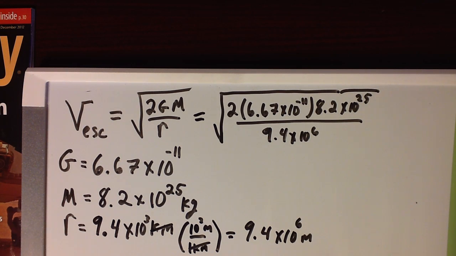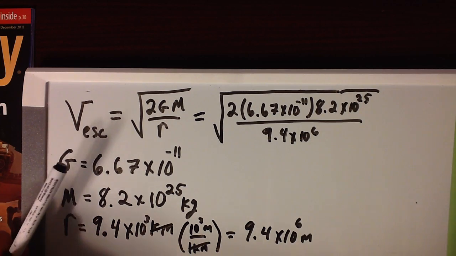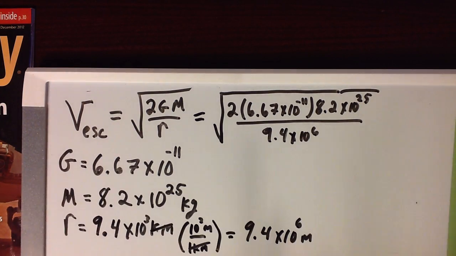Okay, so this is an escape velocity equation example. Here's our escape velocity equation. The velocity, the escape velocity from an object of mass m, and r is the distance from the center of that object.